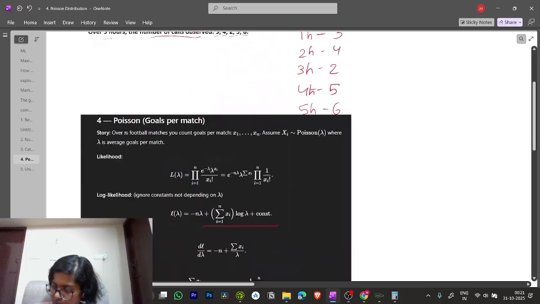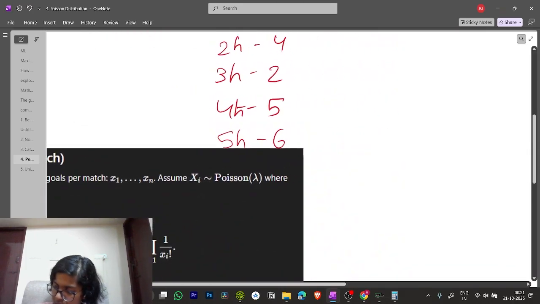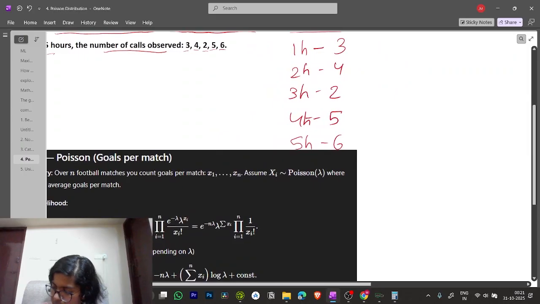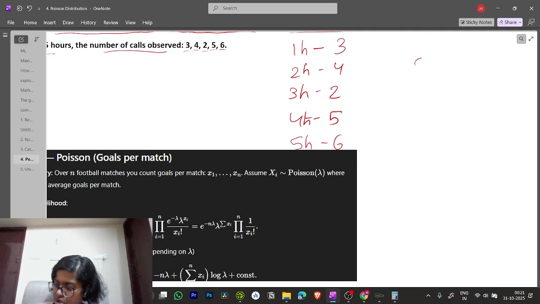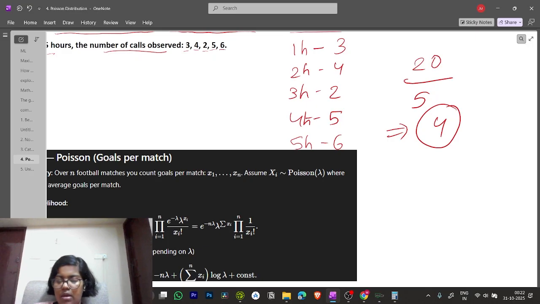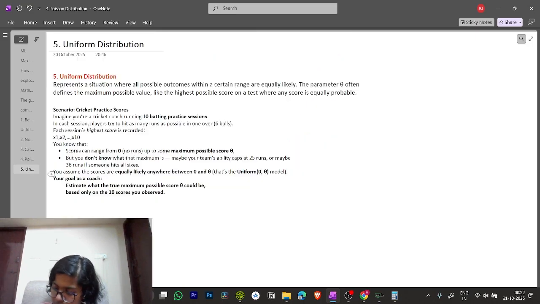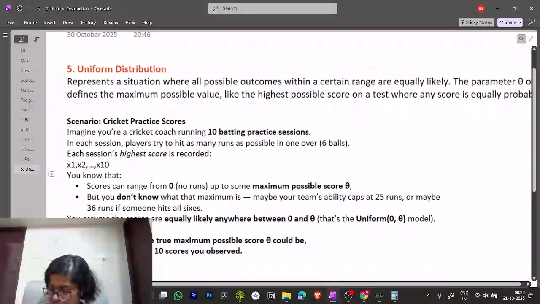So here, what is the mean? 3 plus 4 is 7, 7 plus 2 is 9, 9 plus 5 is 14, 14 plus 6 is 20. So 20 divided by 5 is nothing but 4. So on average, they get 4 calls per hour. Okay. Next is the uniform distribution.